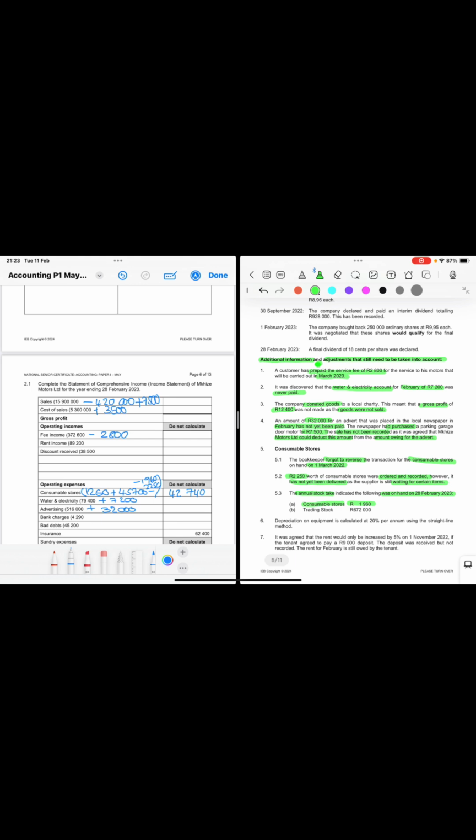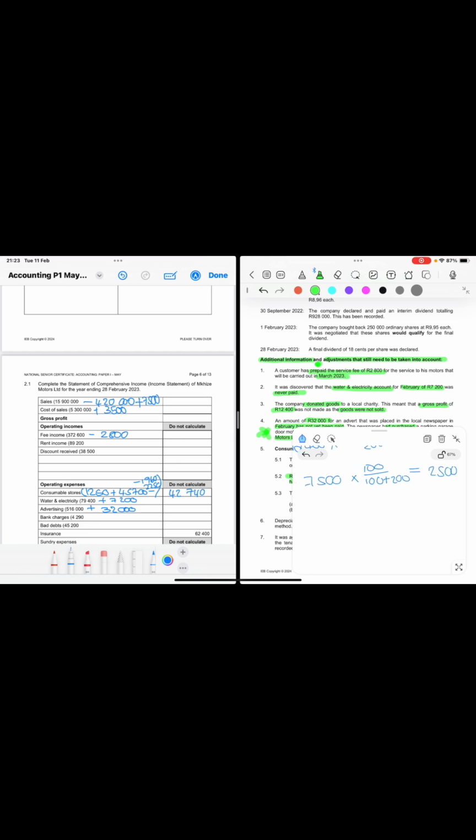In the annual stock take, we're also told this is what our trading stock is, 672,000. So something I also forgot with the inventory, with the sales transaction, we're told that it had not yet been recorded. So in our inventory, we would have deducted the 2.5 from that as well. 7,500 times 100 divided by 300. It's 2.5.